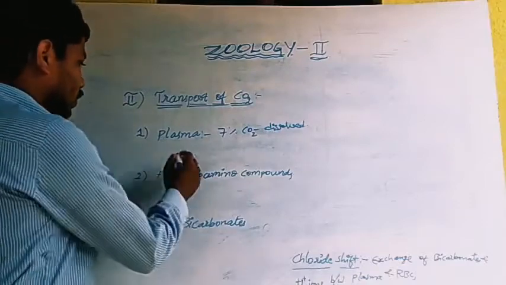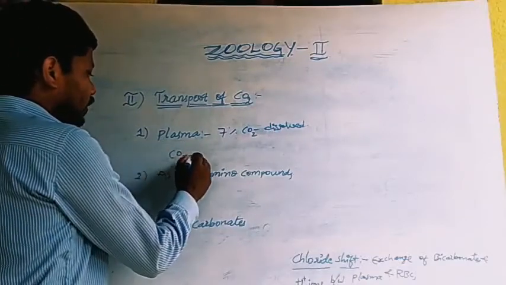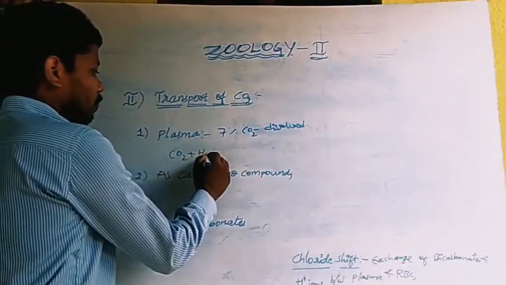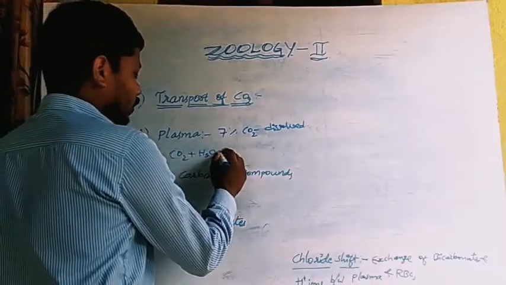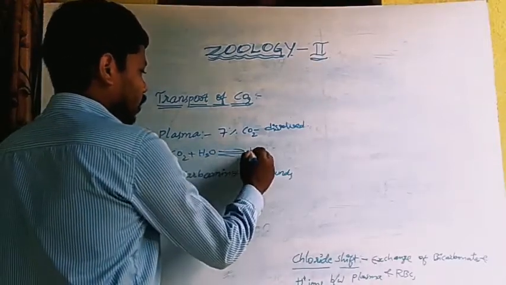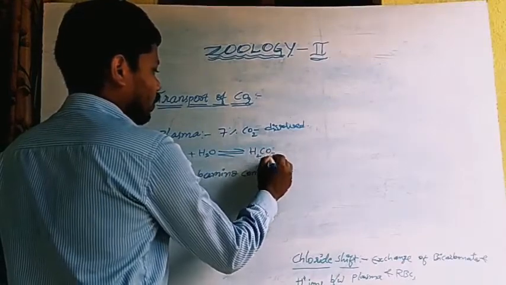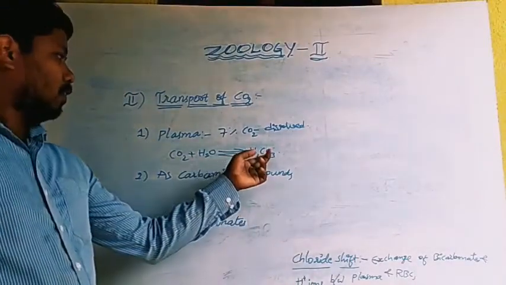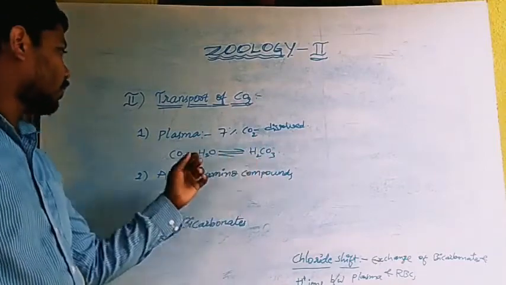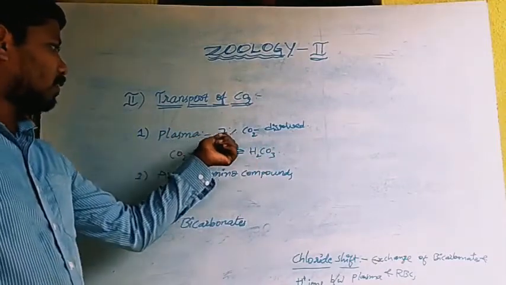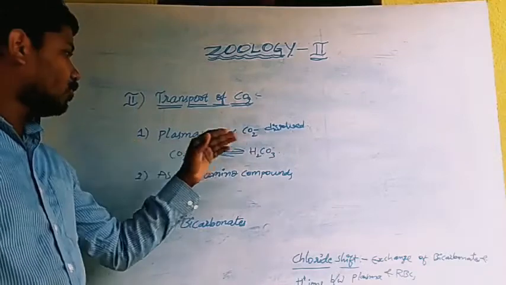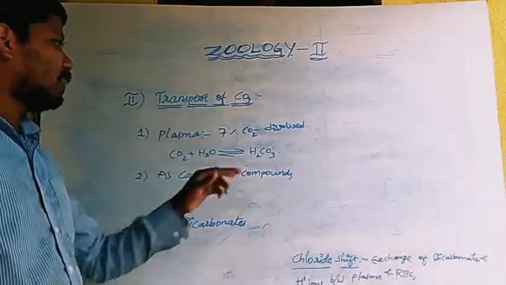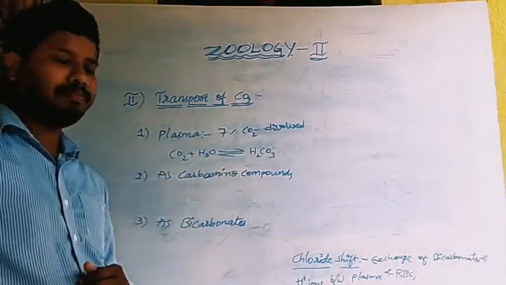Here carbon dioxide combines with water and forms H2CO3. So 7% of carbon dioxide is transported through the plasma in the dissolved state.